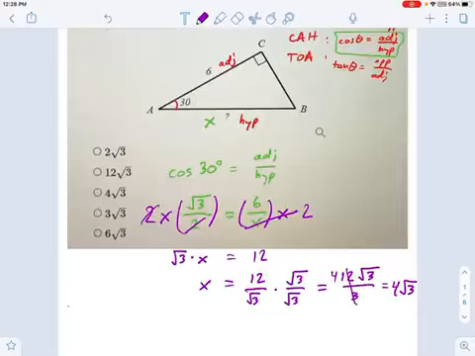That's the same thing as 12 divided by radical 3. If you'd like, you can put it into your calculator, type them both in, you'll get the same number.